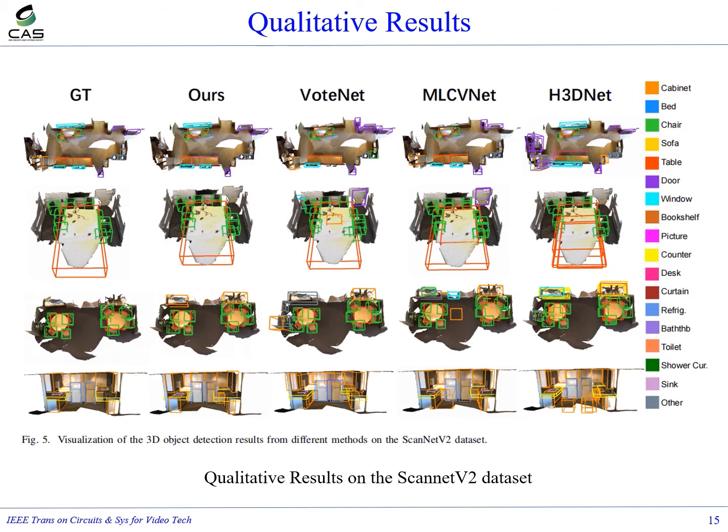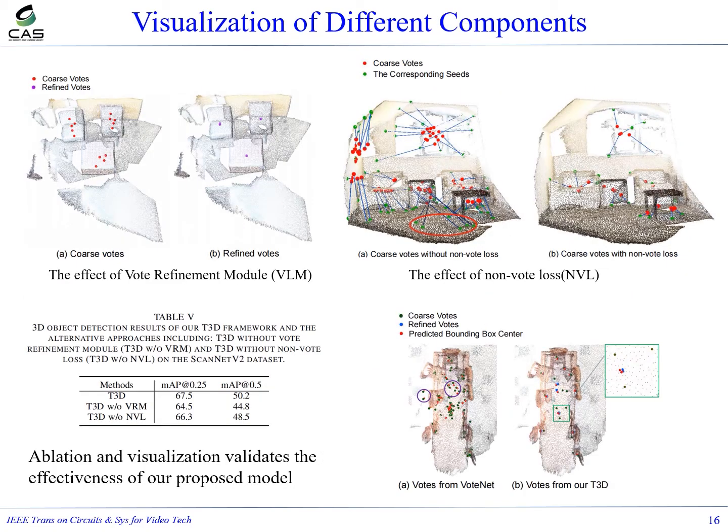The representative visualization shows that our method achieves more reliable 3D object detection results, while other methods may generate much more inaccurate bounding boxes. The visualization of the vote refinement module and non-vote loss shows that our method could effectively cluster the coarse votes as well as eliminate the inaccurate votes from the background. The votes of our method can be tightly gathered to obtain better detection results.